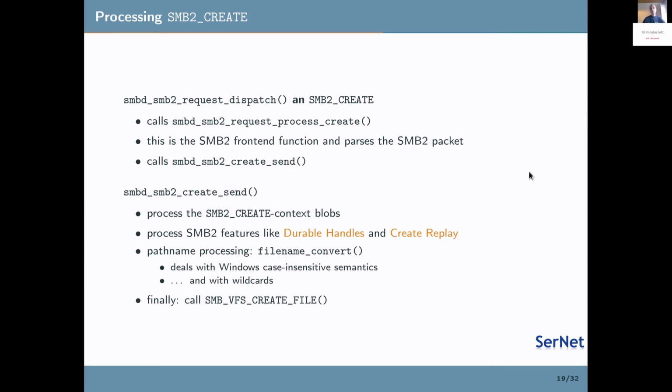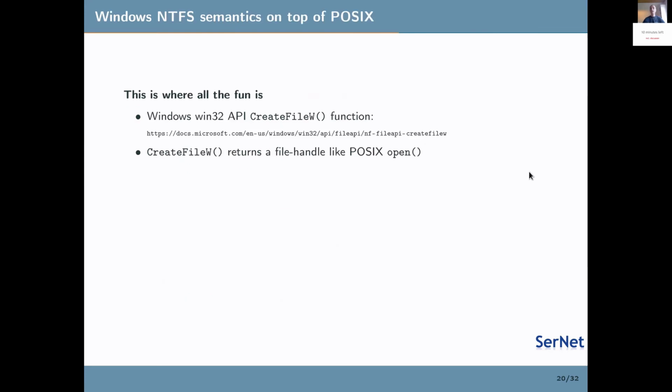In SMB2, we have create context blobs. We process special SMB2 features like durable handles and create replay. We actually do the path name processing that we get from the client in the SMB2 create. This has to deal with Windows case insensitive semantics and also with wildcards. And finally, we call into VFS, into the VFS create file function. And that's basically where all the real fun happens.